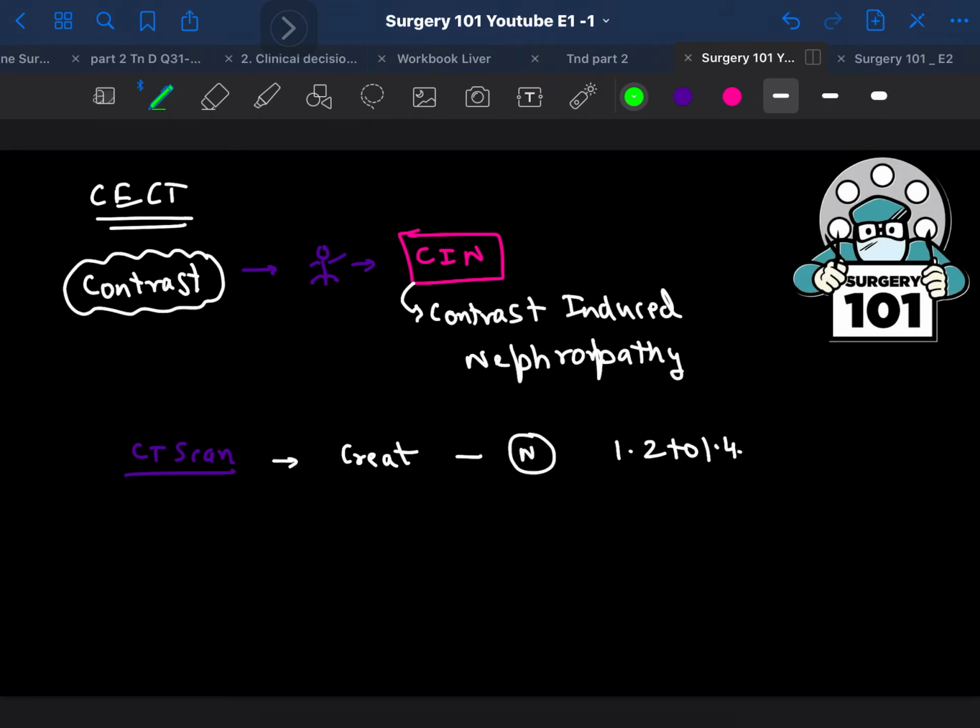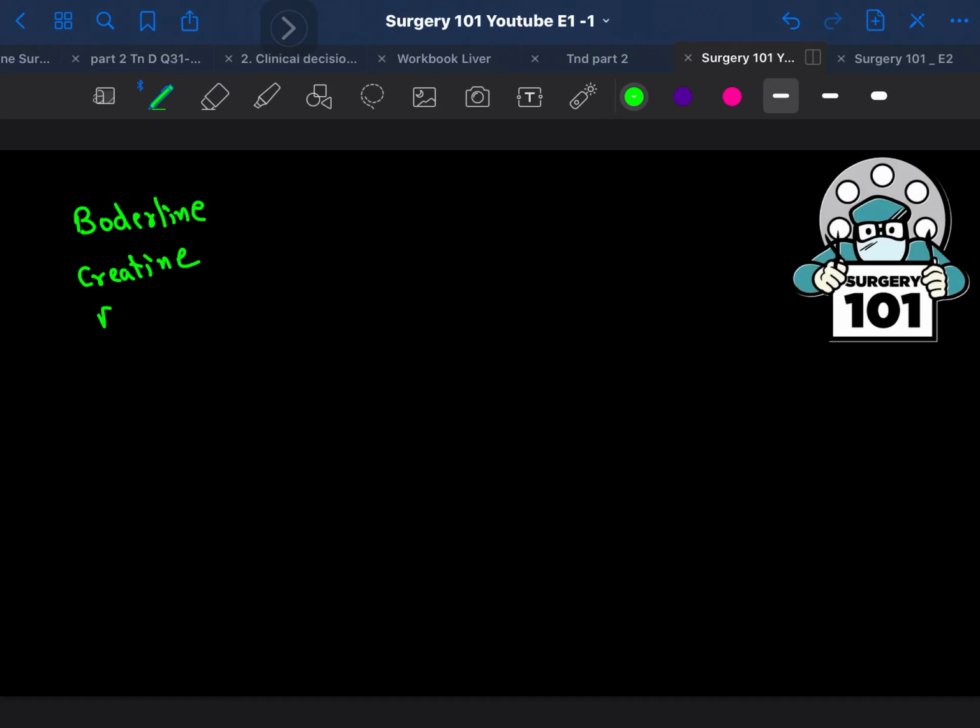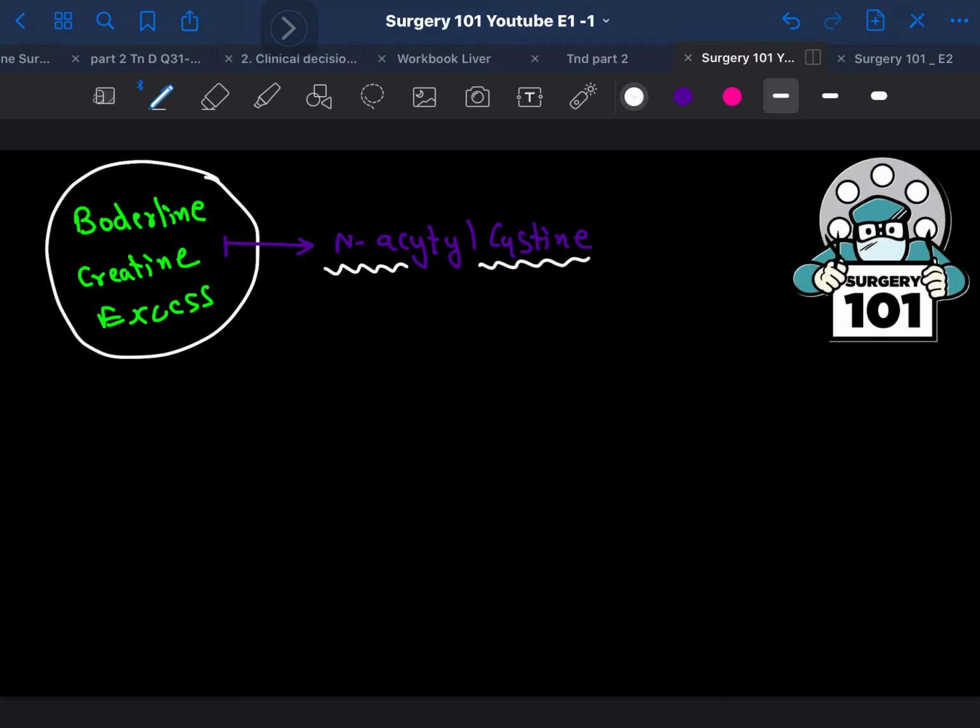Now, what you need to understand is, there was a practice that if there is a borderline creatinine excess, like slightly increased creatinine level, then there was a practice to give N-acetylcysteine. It was thought to be renoprotective. It was thought that this N-acetylcysteine will protect us against contrast induced nephropathy. But it has been proven now that N-acetylcysteine is not renoprotective, and that is why it is not advised.